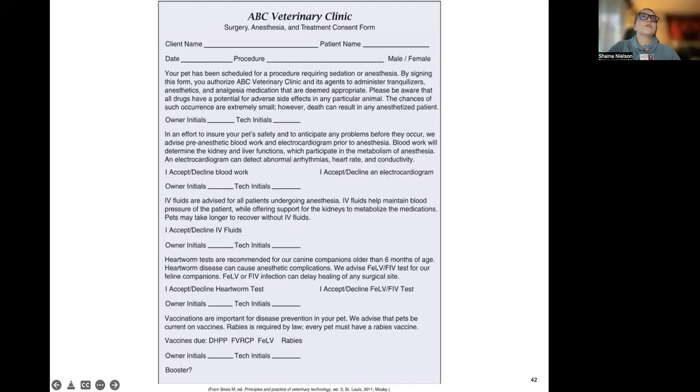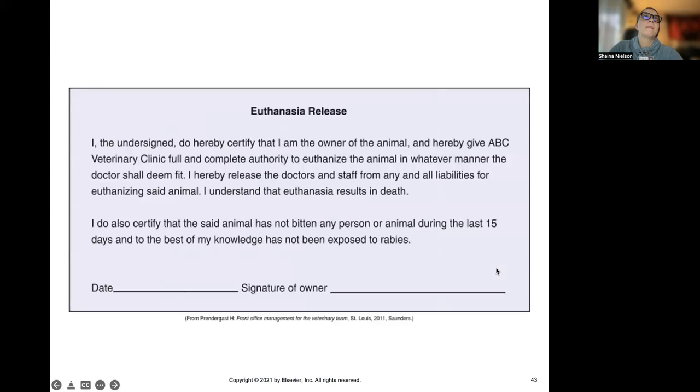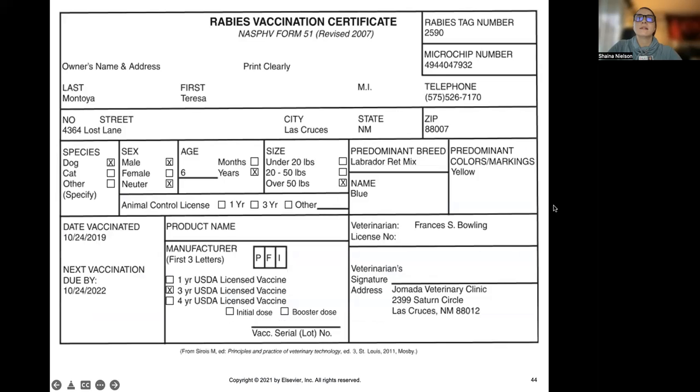This is a surgery and anesthesia and treatment consent form. So when we're doing procedures on them, we will read through this form with them. Word by word, we're going to read through it with them and then help them make the best decision for their pets. So whether they accept or decline certain things for that procedure for the day. This is a euthanasia release. So they would be giving off the release that we know that this is what we're doing today, the date and the signature of the owner, again, before we go forward with that process.